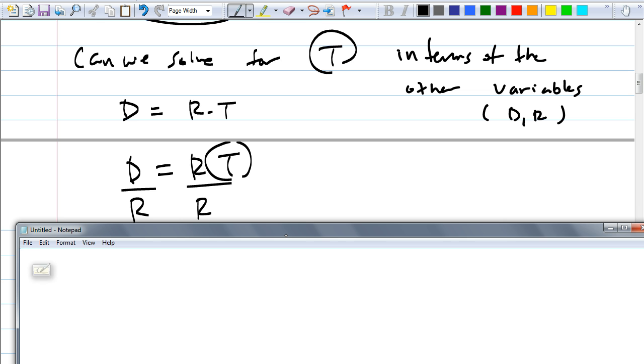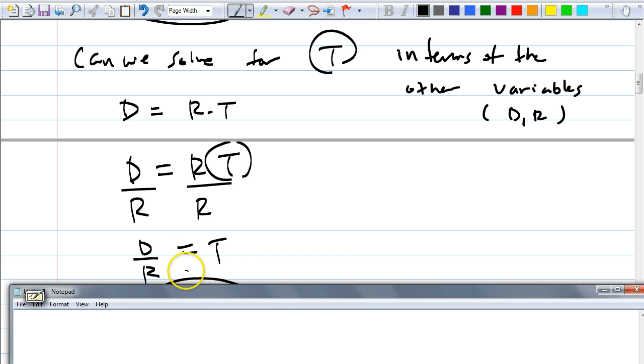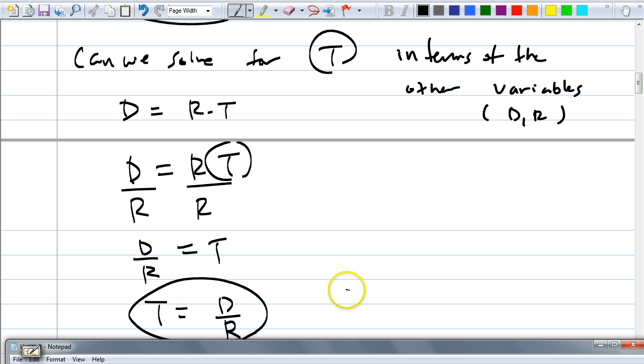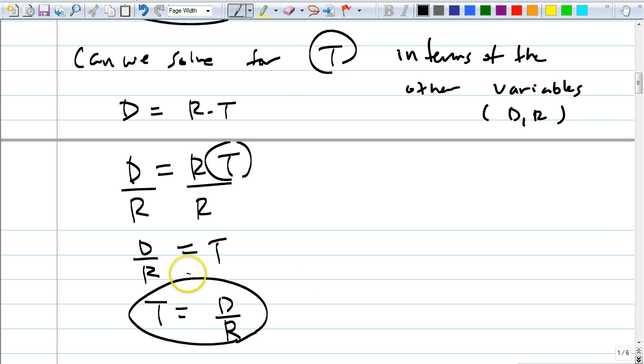And of course, what do we get when we do that? T equals d over r. We get d over r equals t. You can rewrite that as t equals d over r, because normally we write the variable that we're solving for on the left side. Easy. Any question? Is this easy? All right, can I move on?